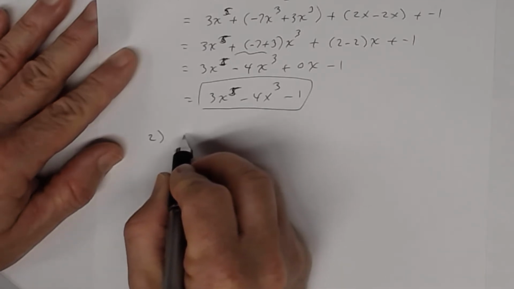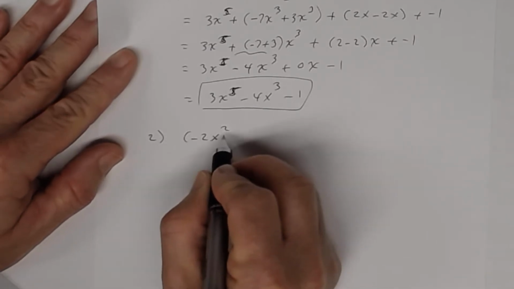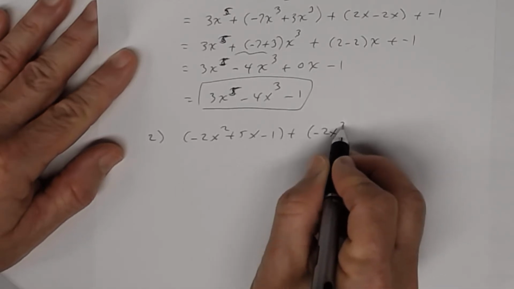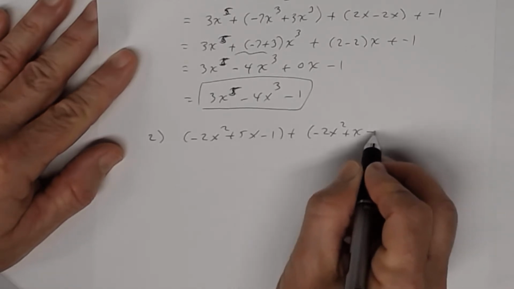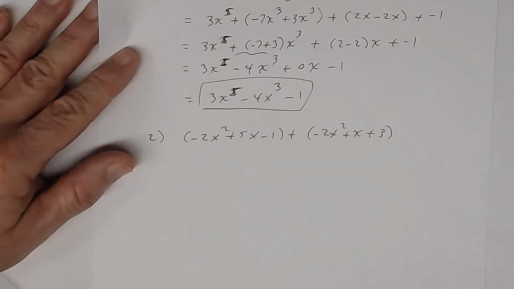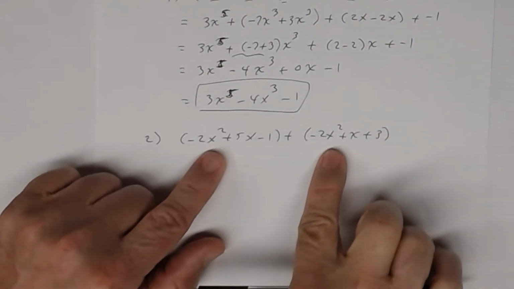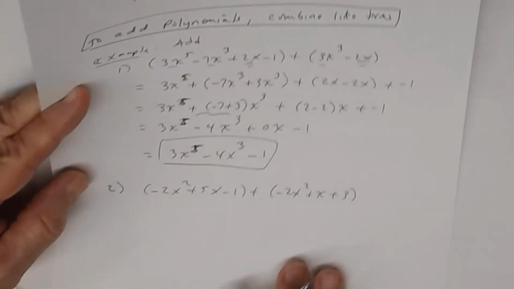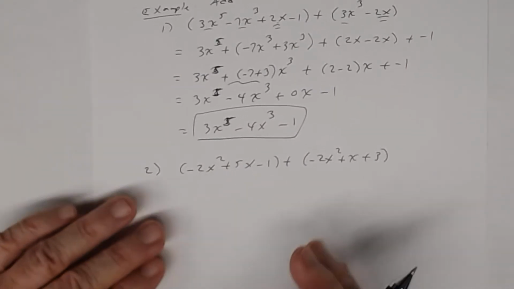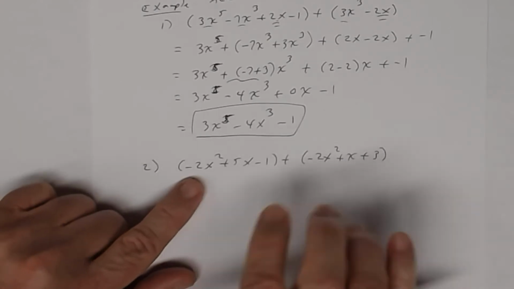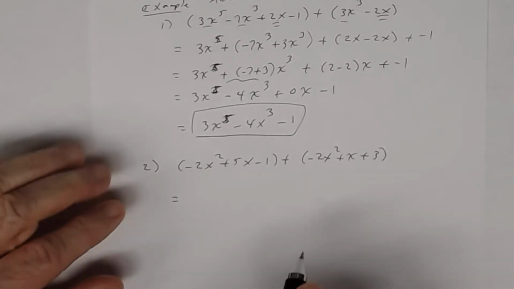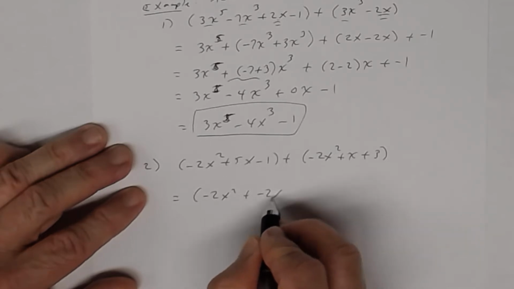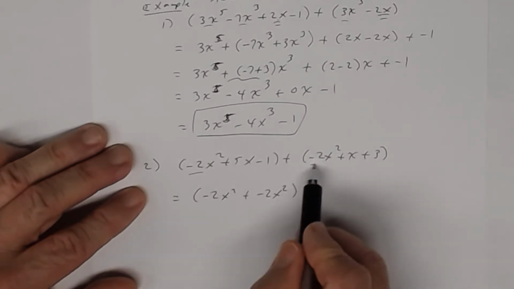So number 2, we have a negative 2x squared plus 5x minus 1 plus a negative 2x squared plus x plus 3. Okay? All right, so I'm adding these two polynomials. To add polynomials, I'm going to combine like terms. So let's put the like terms together. So my like terms, I have an x squared and an x squared. So I'm going to put those together. Negative 2x squared plus a negative 2x squared. See that? This and this.